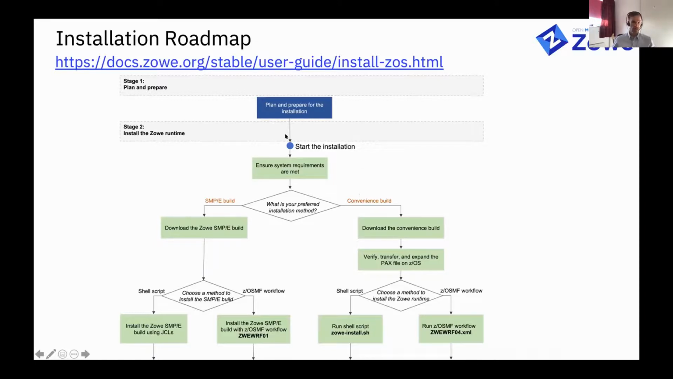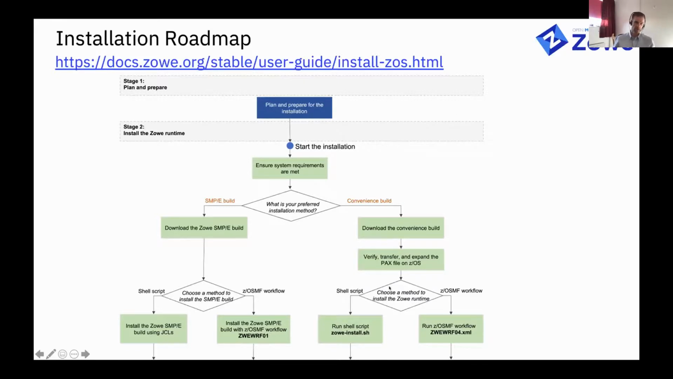So the first thing you need to do, obviously, is make sure your system requirements are met, but you need to decide, are you going to do the SMPE install or the convenience build? If you're doing SMPE, then it's the standard SMPE installer that I'm sure your shop is used to dealing with. The convenience build, that's what I use personally in development. It's a little bit lighter weight. You just take a PAX, transfer it via FTP or SFTP to your mainframe, expand it, and then run a zowe-install.sh script.